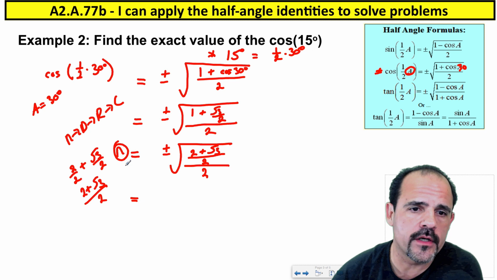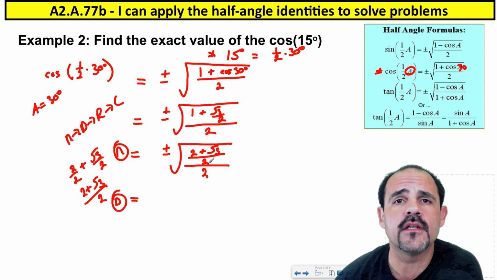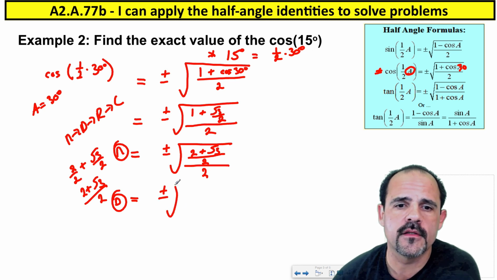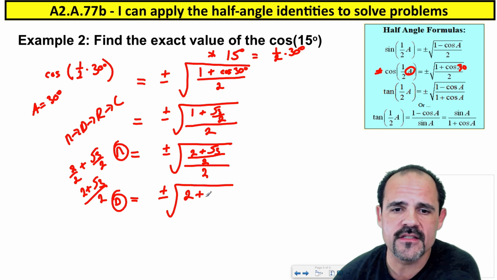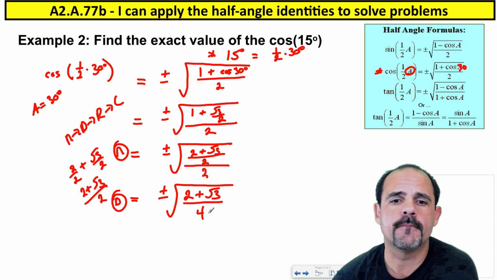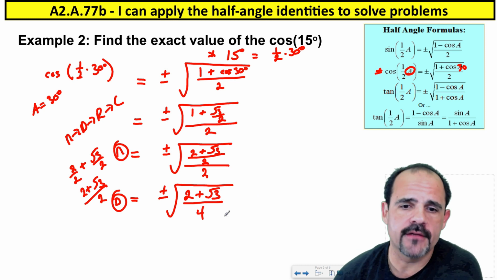So this was the numerator. Here comes the denominator. When you divide by 2, you're just going to stick that 2 in the denominator, basically. So this is going to be plus or minus the square root of 2 plus the square root of 3. Now we're going to divide: 2 times 2 is 4. Okay? Now, we took care of our denominator.